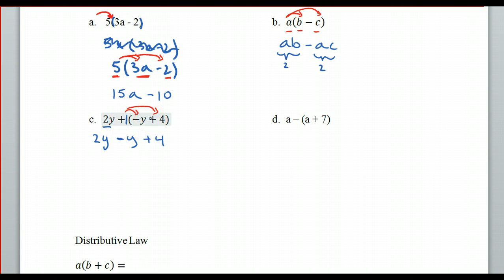Multiplying anything by 1, it stays as it is. Okay, so now I'm going to go ahead and simplify this. This is going to become 2y minus y. So I have 2 y's, I lose 1. I'm going to get y and then plus 4.